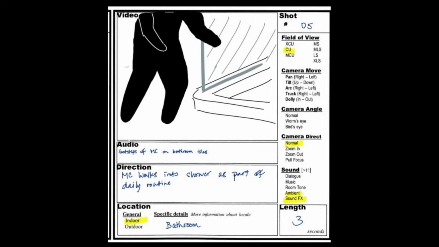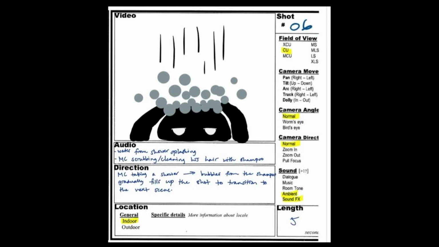As he enters the bathroom, there'll be a CU of the shower and him walking past it, into it, and then passing the tiles. It's going to cut to the next shot of him taking a shower. The bubbles from the shower will gradually fill up the shot to transition to the next scene.